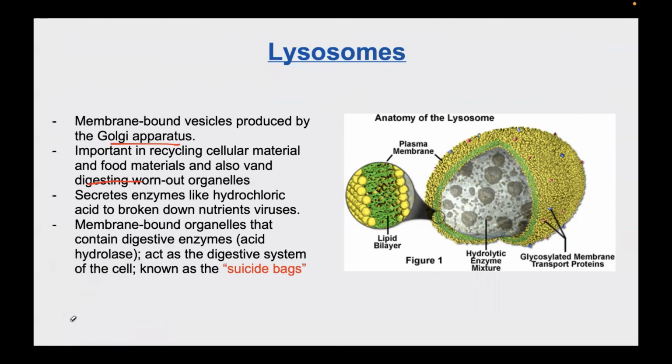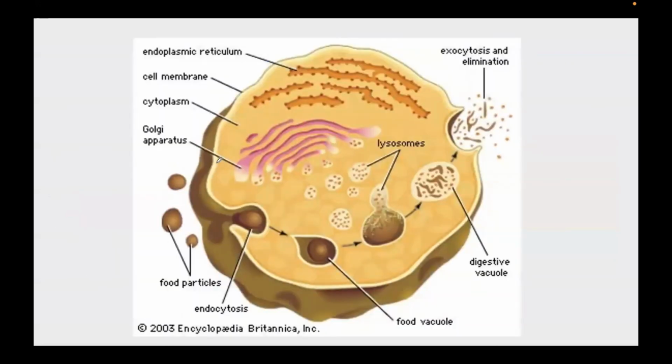Okay, it secretes enzymes like hydrochloric acid to break down nutrients and viruses, yung mga foreign materials such as bacteria and viruses. And then it is a membrane-bound organelle that contains digestive enzymes. Acid hydrolase yung example nun, and acts as the digestive system of the cell, known as your suicide bags.